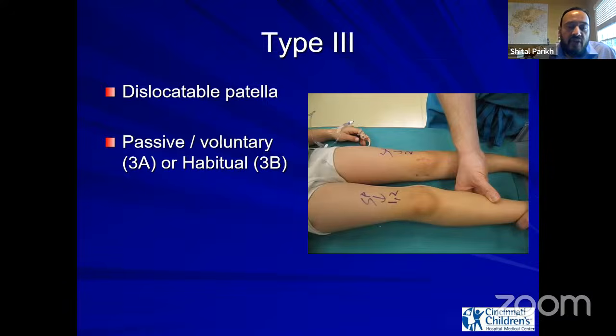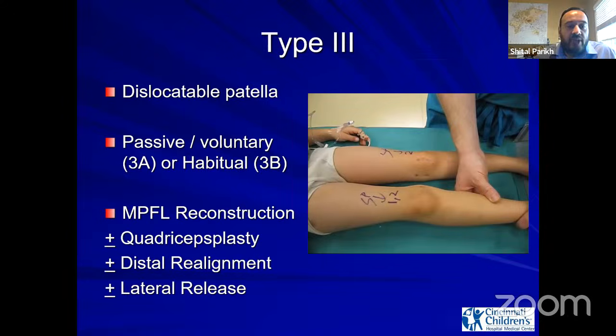If we just do an MPFL reconstruction for someone who has a habitual dislocation, the graft is going to stretch out. So the MPFL is used as a check rein to keep the patella on track, but it is not used to pull the patella onto the trochlea. So for a habitual dislocation like this, the cornerstone of treatment is quadricepsplasty. That is where you reorient the quadriceps tendon, and that would help in maintaining the tracking. And then you may or may not have to do an MPFL reconstruction.